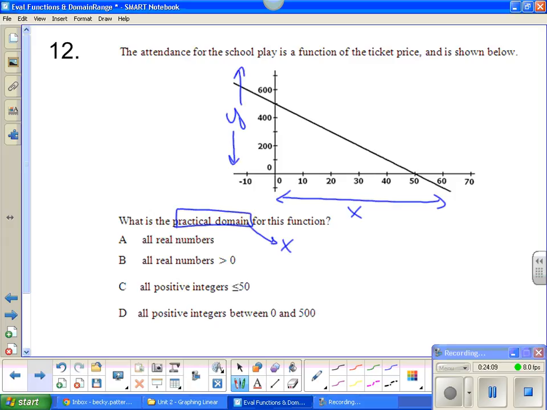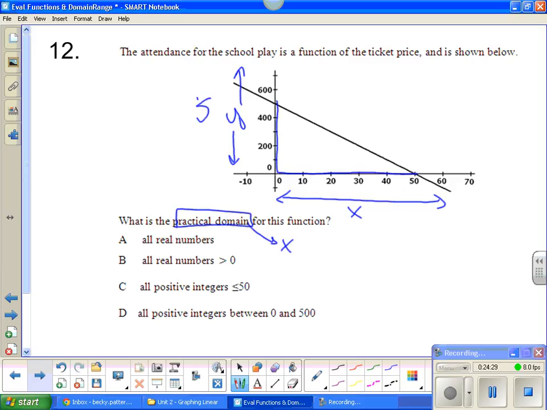So x's. And this is attendance and a ticket price. So would these numbers down here be attendance or ticket price? If you're not sure, look at these numbers here. Would these numbers be attendance or ticket price? This has got to be attendance because you're not going to have a ticket that's $500.